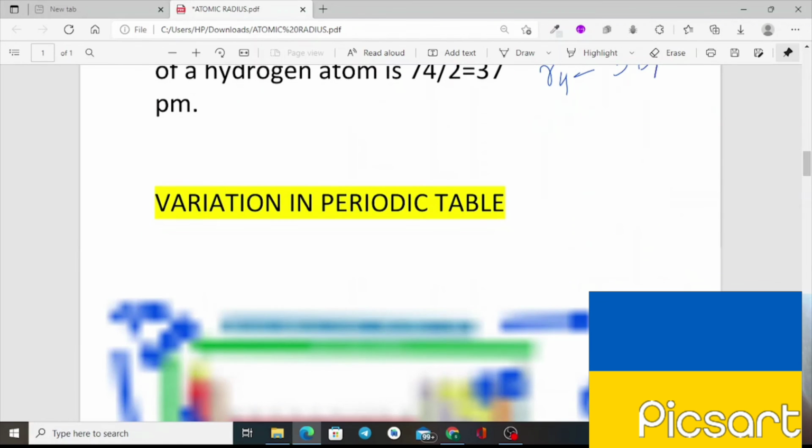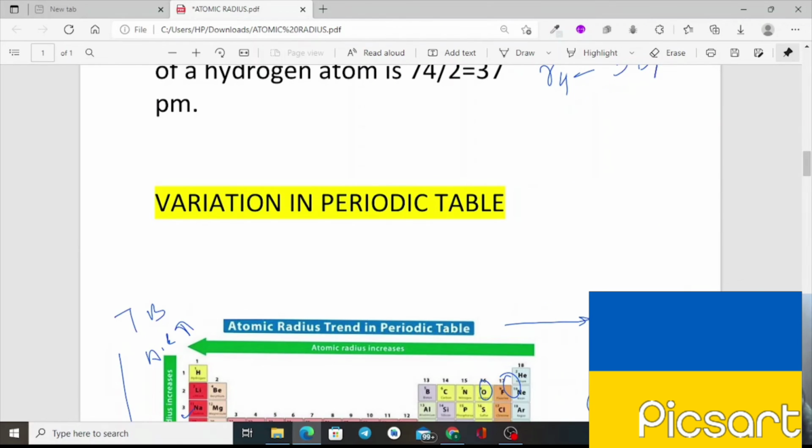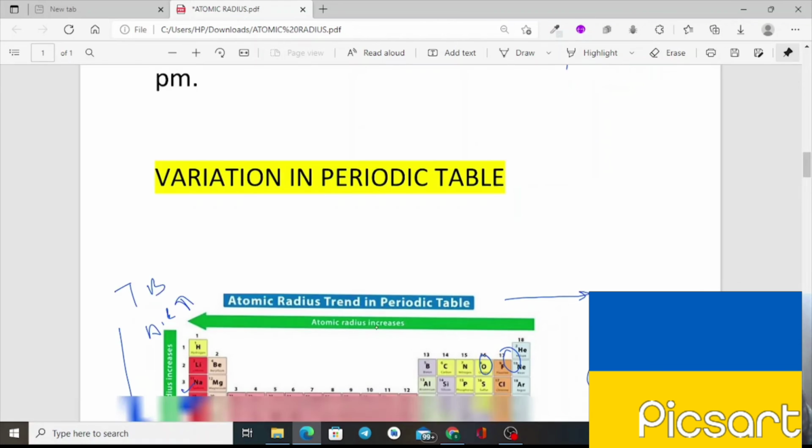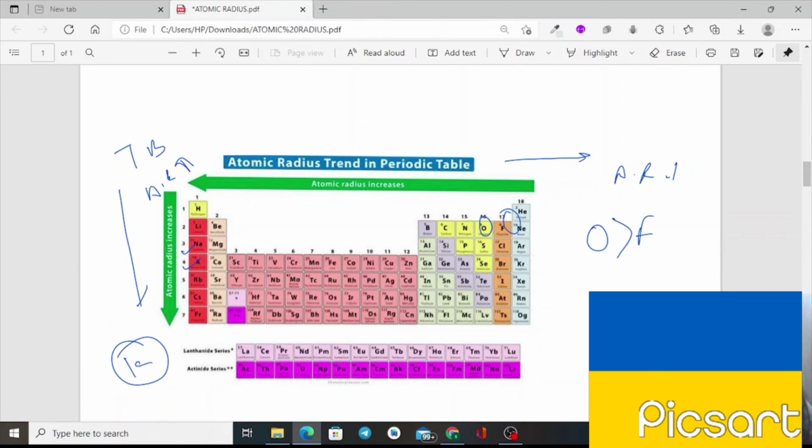And we have learned about the trends in the periodic table. If we move from top to bottom, the atomic radius will increase in size. If we move from left to right, the atomic radius will decrease because of the increase of nuclear charge. And in the group, we have an increased number of shells. That's why the atomic radius will increase.